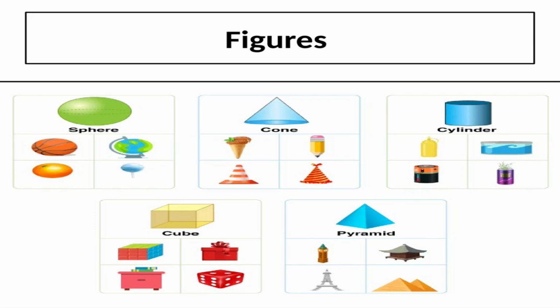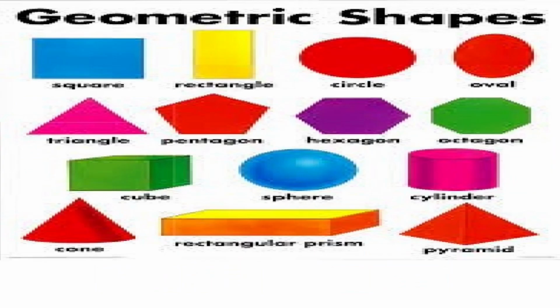These are some more examples of geometrical shapes or figures. The shape may be square, rectangle, circle, oval, triangle, pentagon, hexagon, octagon, cube, sphere, cylinder, cone, rectangular prism, pyramid, and more. There are many more figures surrounding us. But if we see, then we can make these basic shapes from the figures.